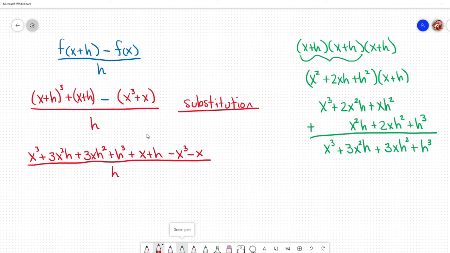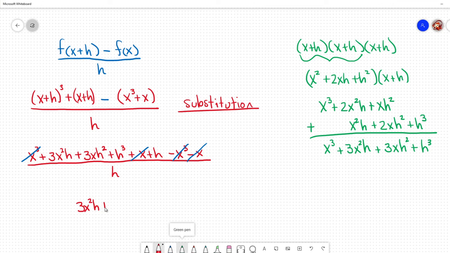The first thing you gotta do is lay everything out. It's gonna be messy in the process, but trust the process. Have confidence in yourself because things are going to cancel. Hey, that's exactly what we see. X cubed, negative x cubed, negative x, positive x. So now I canceled away 4 of those terms. Great. What do I have left?